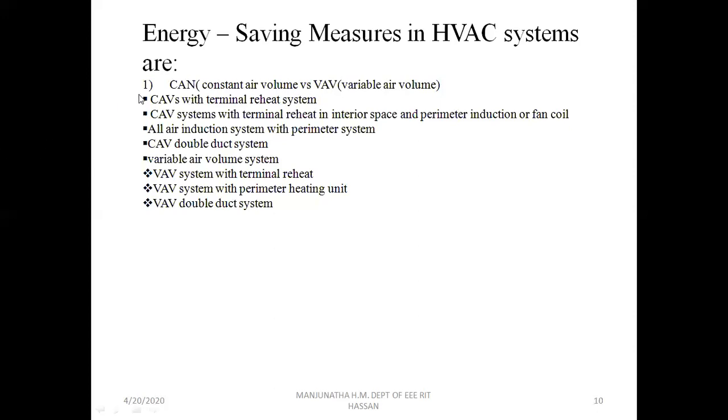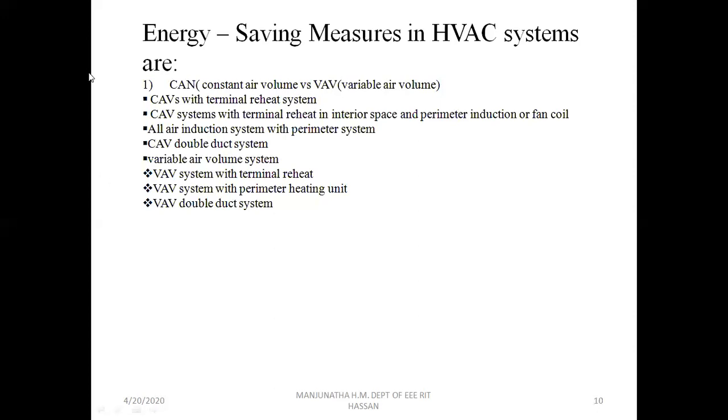So for the constant air volume with thermal reheat system, we are going to use the thermal reheat system, and then the CAV with the thermal reheating system requires circulated air to be cooled to meet the design thermal loads. If partial thermal loads conditions occur, reheat of a pre-cooled air is required.